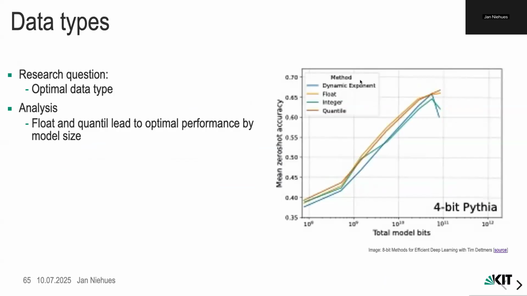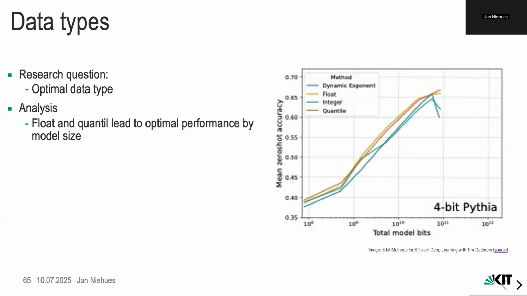For example, the dynamic exponent, although it seems interesting, wasn't too successful. It was better to use either the quantiles or some type of float for this type of experiment. So you see, you have to find out experimentally what is the right way.